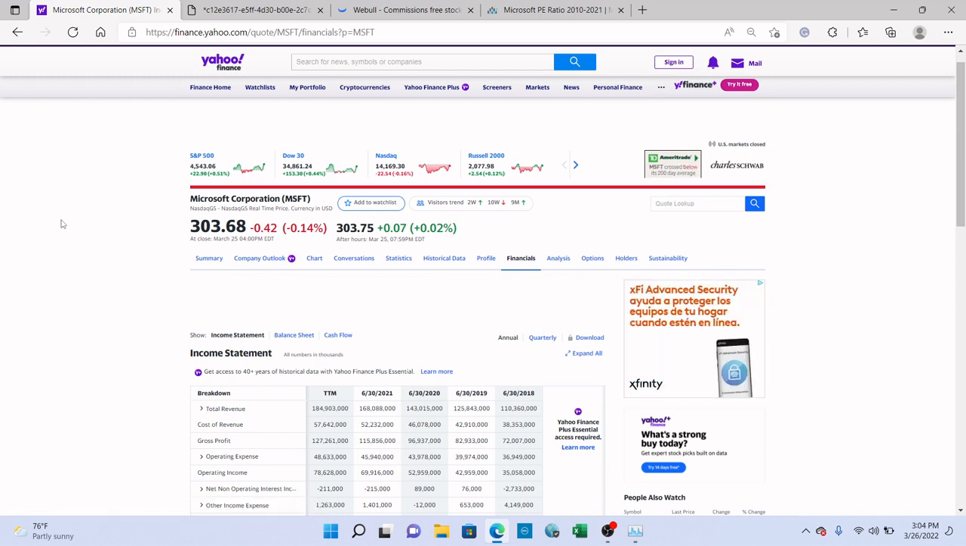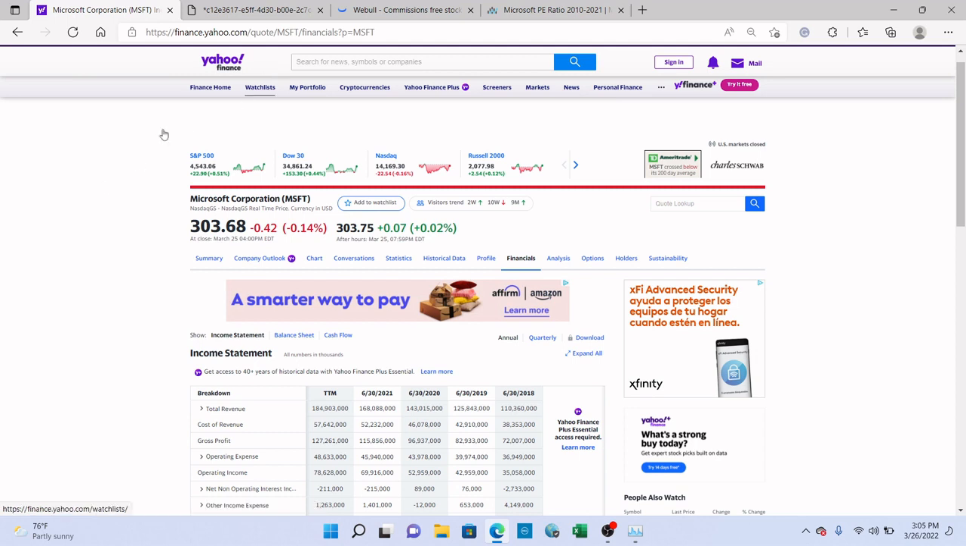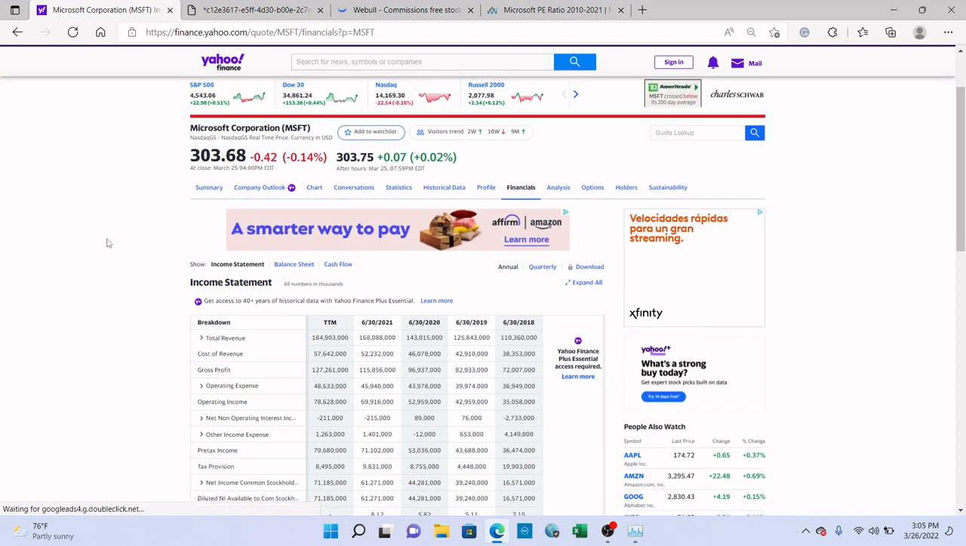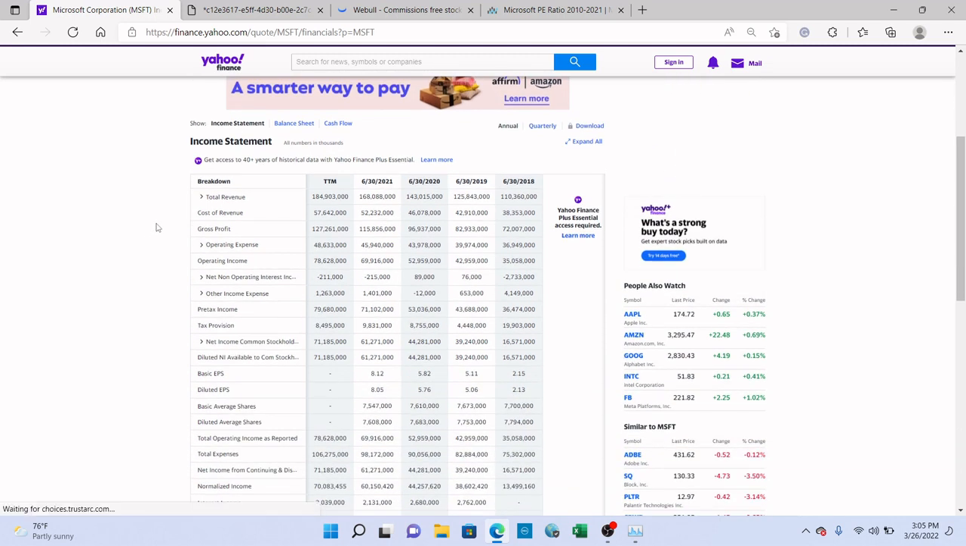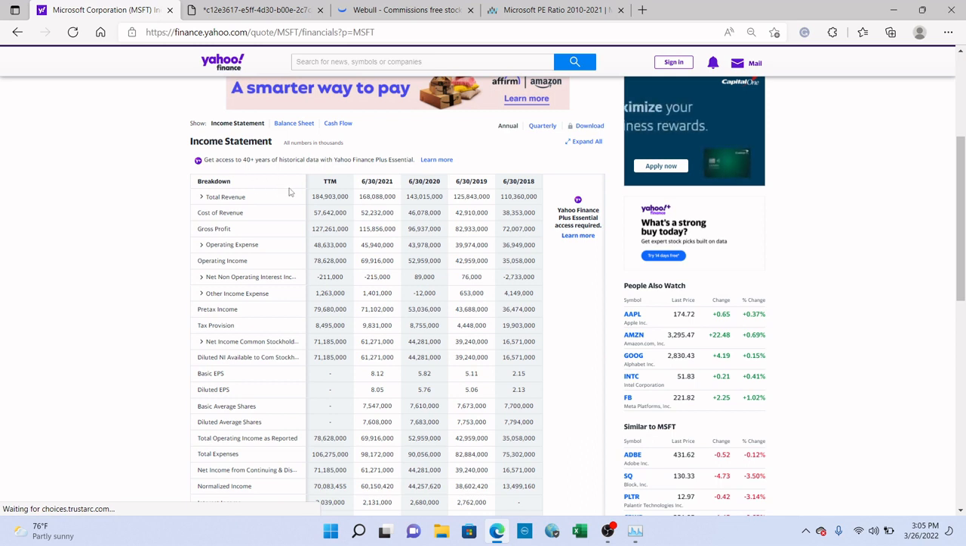So going straight into it, I like to go on Yahoo Finance just so I could get this clean view of what this company looks like. So starting with the income statement, we're going to do horizontal analysis. Just a reminder, horizontal analysis is when you're looking at line items over a period of time. So we're looking right to left, and TTM stands for trailing 12 months.